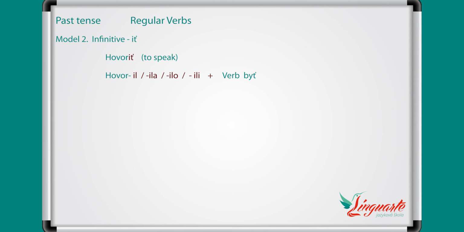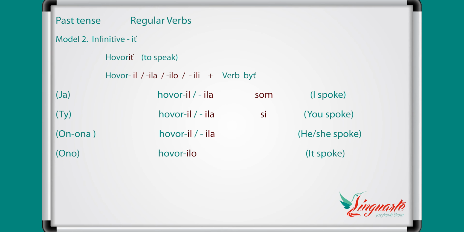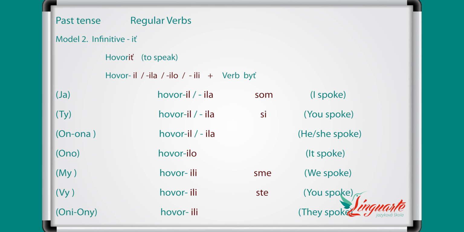Then saying, hovoril, hovorila som, I spoke. Hovoril, hovorila si, you spoke. Hovoril, hovorila, he, she spoke. Hovorilo, it spoke. Hovorili sme, we spoke. Hovorili ste, you spoke as a plural. Hovorili, they spoke. The third case is for the verbs with infinitive ovať, just like študovať, to study.